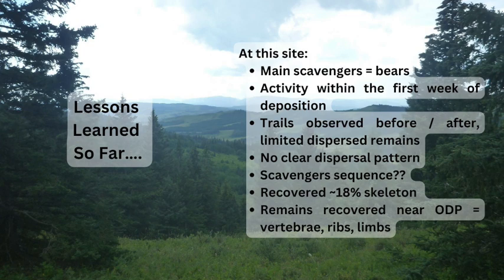It would be interesting to analyze the data on the scavengers we saw to see if there was a sequence in which they appeared at the remains. We recovered about 18% of the skeleton, and the remains we recovered nearest the original deposition point were ribs, vertebrae, and limbs. We only recovered one tracker, and that was found near the original deposition point.